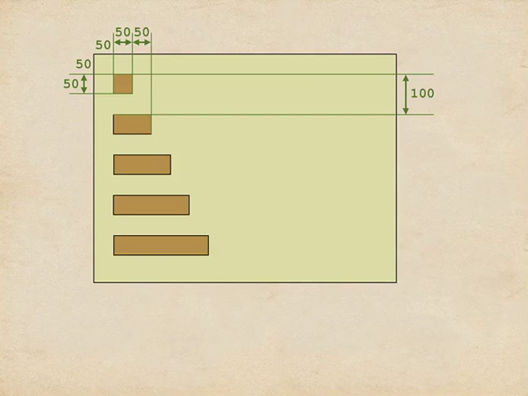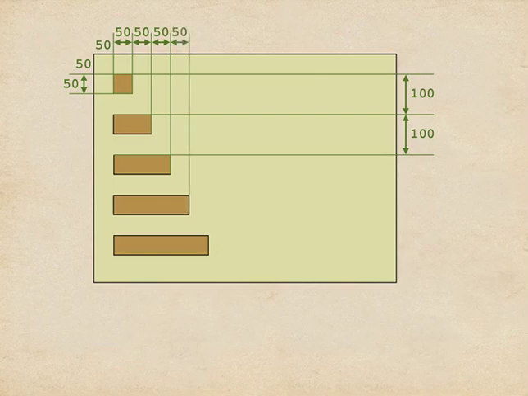Now we go through the loop again. What happens to the value of width? We add 50 to it. What happens to the value of top? We add 100, and we can draw that bar. Now we go through the loop again. What happens to width? We add 50. What happens to top? We add 100, and we go through it again.